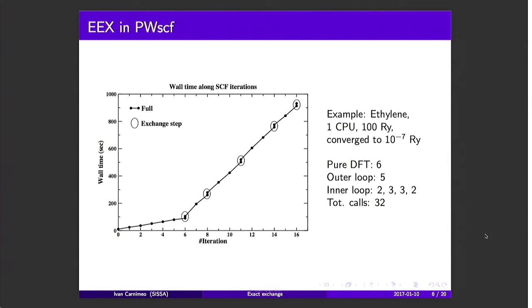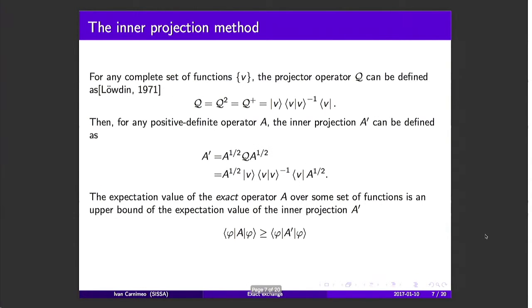So how can we try to make this algorithm more efficient? The inner projection is a general theoretical framework which was developed by Löwdin in the 70s, and it's very useful in our case, because from just a very empirical point of view, it works in this way. Rather than saving the orbitals, and then every time we want to evaluate the exchange potential, we have to solve all the exchange integrals.